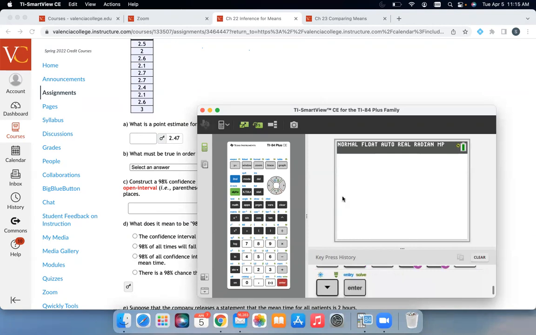Hit calculate. And look, it does it all for me. It spits out not only the interval, but my point estimate, the sample mean, my standard deviation, and my sample size, all the stuff I could want.